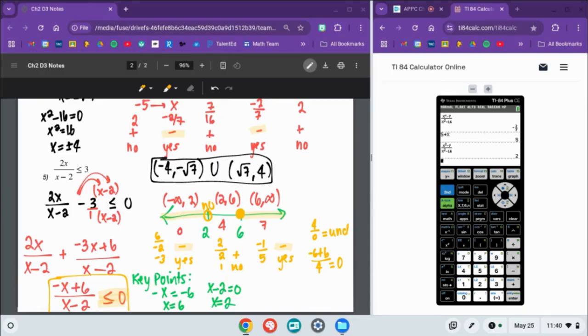Writing my final solution in interval notation, I have -infinity to +2, with parentheses because I'm not including the number 2. And then U for union, 6 I am including, so I'll put brackets around that, to infinity there. And then that's my final solution.